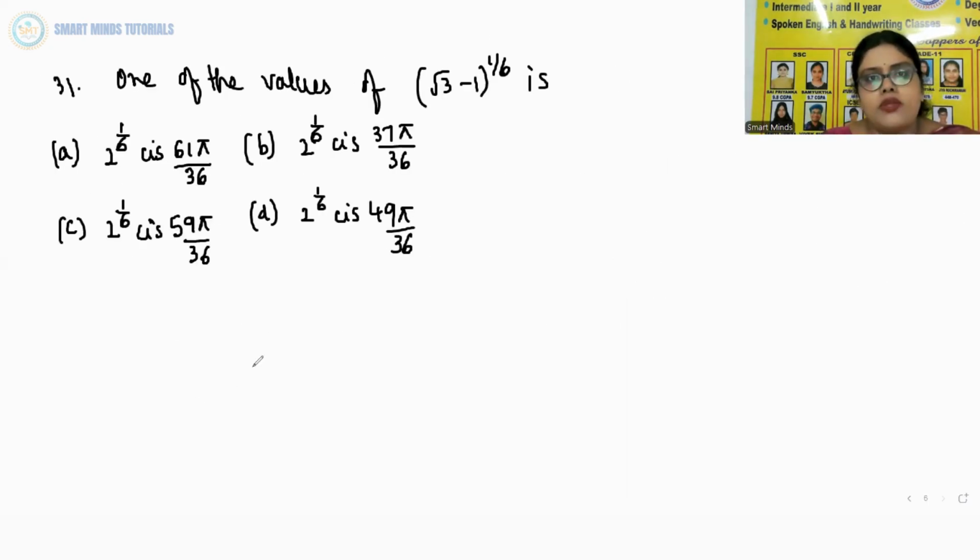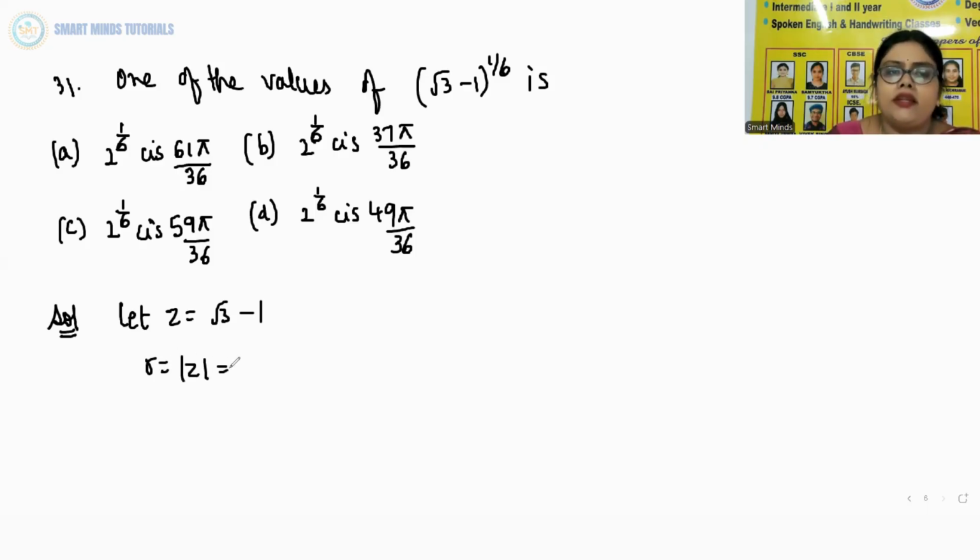Now take the next question. One of the values of (root 3 minus i) whole power 1 by 6 is dash. So 4 options are given to us. Let z is equal to root 3 minus i. So how do you get r? r is mod z. Modulus means root a square plus b square. So that is root 3 plus 1, that is 2.